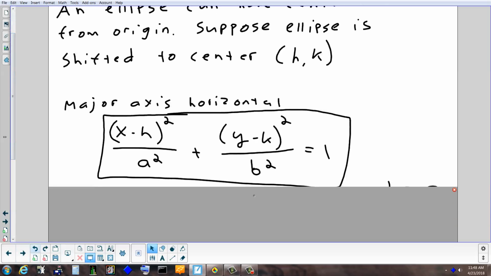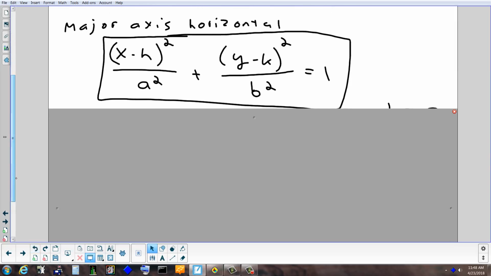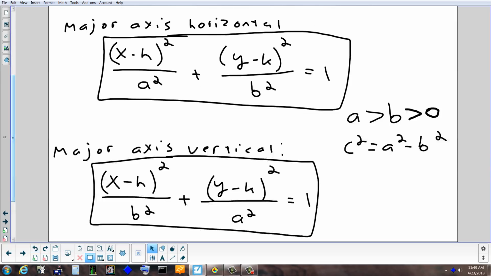Now, using kind of what I showed you before, how do you know this major axis is horizontal here? Even if I didn't write it up above. Exactly. Whatever a squared is under, that's the direction of the major axis. So there's your horizontal. The one below it is your vertical. Only difference, A and B switch places.